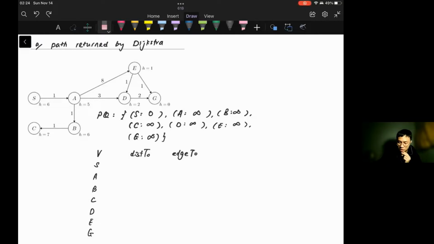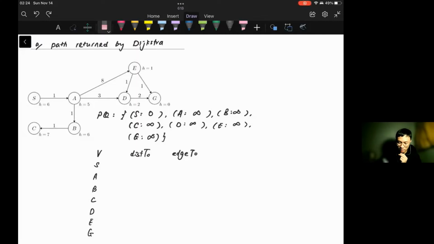For working purposes, we also keep a table that has 3 columns: vertices, distance to, and edge to. The distance to will help us keep track of the distance of the node from the start, and edge to will record the preceding vertex from the node that we are currently at. Okay, so without further ado, let's see how everything works in real time.